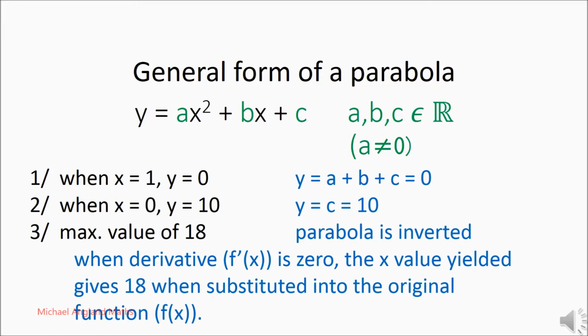So that tells us that if we take the derivative of f(x), we look at f'(x), and we set f'(x) equal to 0, that will give us our critical point, or the point at which the maximum occurs. And if we substitute that x value back into the original equation of f(x), that will give us 18, which is the maximum value in this case.